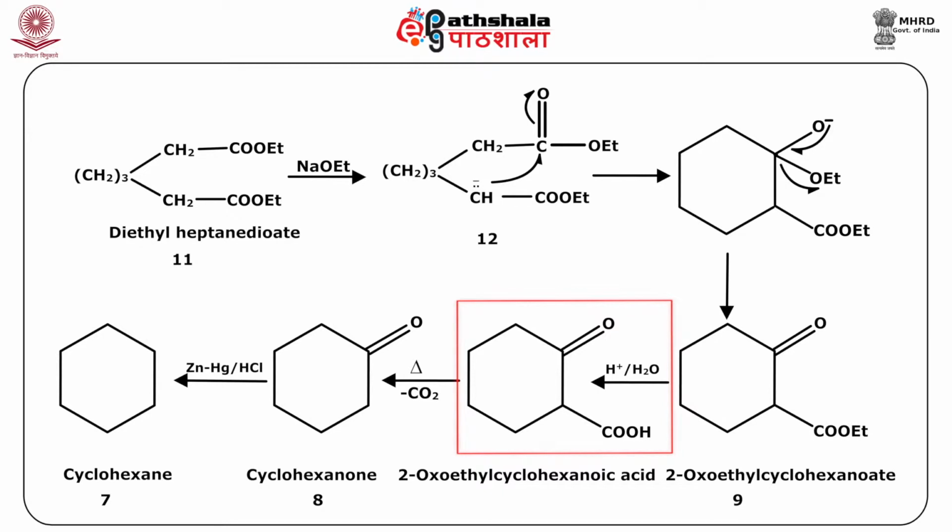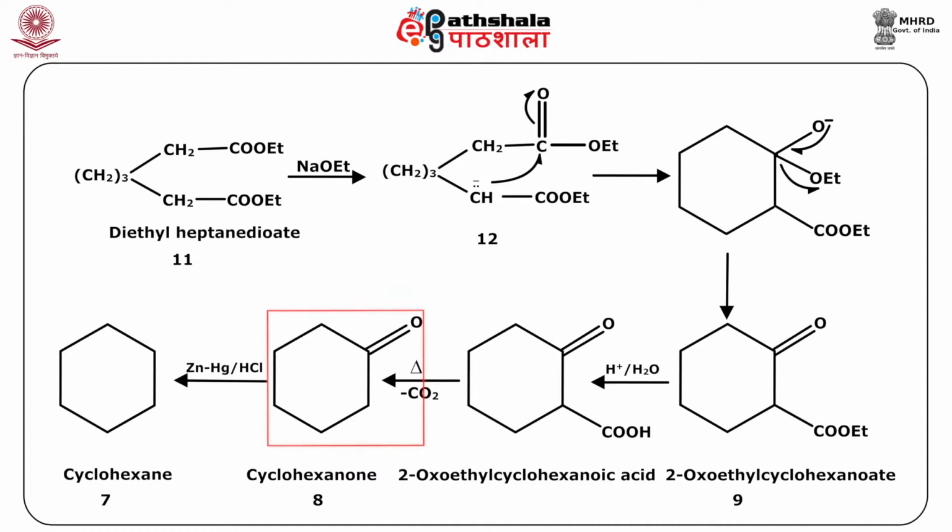2-oxocyclohexane carboxylic acid on heating undergoes decarboxylation and forms cyclohexanone as shown in structure number 8. The cyclohexanone then further undergoes the Clemmensen reduction using zinc mercury amalgam and HCl and forms cyclohexane. All these can be very well seen depicted here in the schematic diagram of the figure.